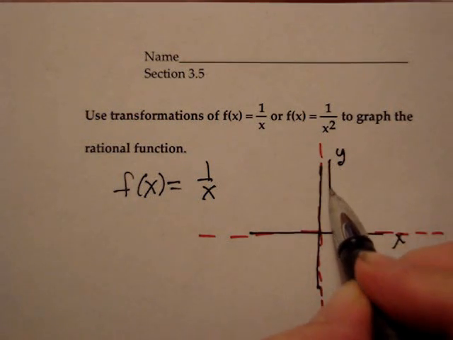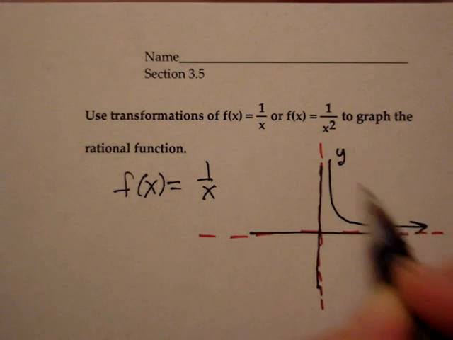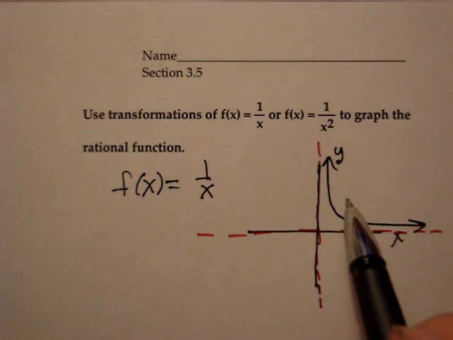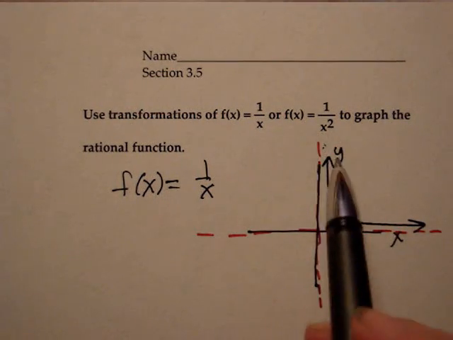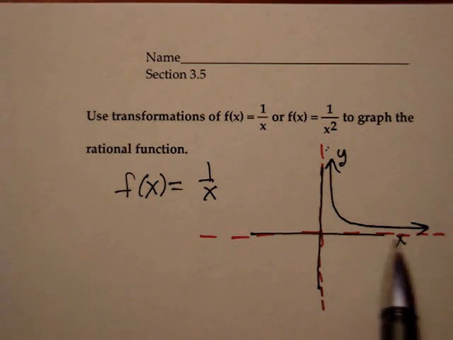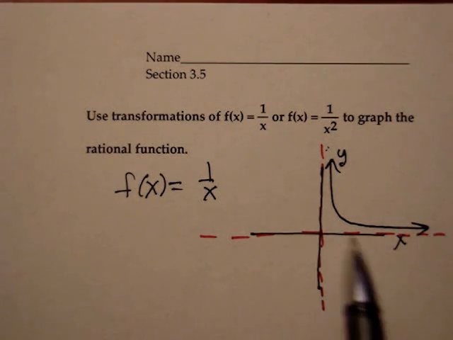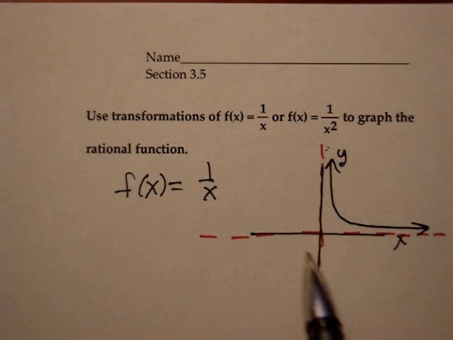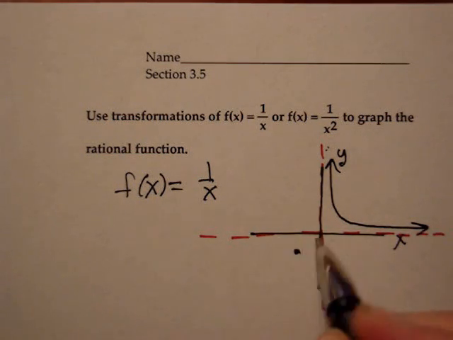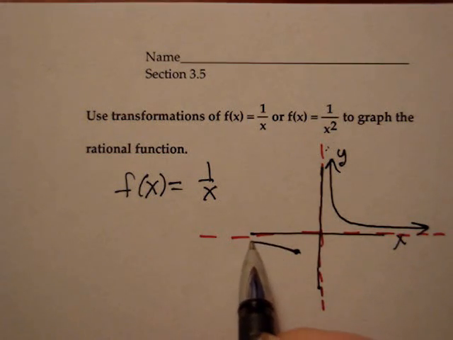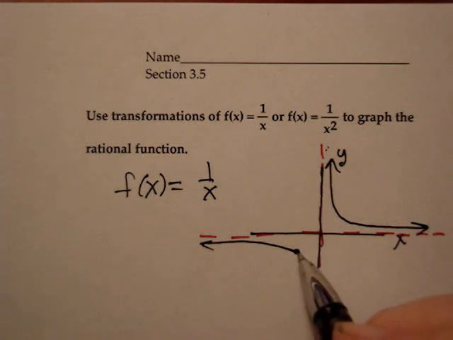One of them is up here, and it's going to go like this. And see how as it goes up, it runs along that dotted line. As it comes down and goes to the right, it runs along this dotted line. They're guidelines, they're fences. That's what asymptotes are. And then I have another piece that's down here.